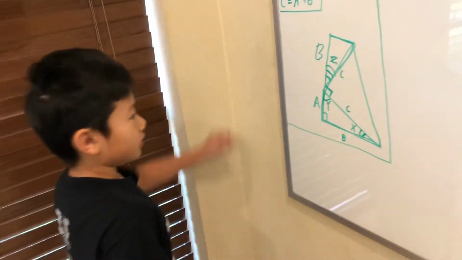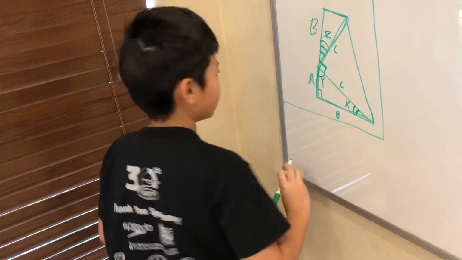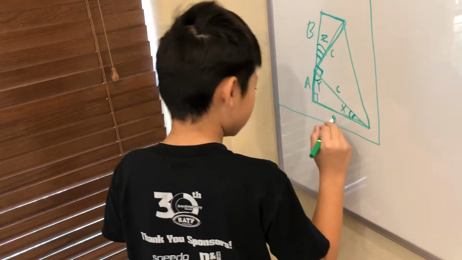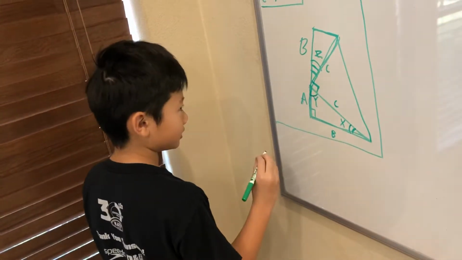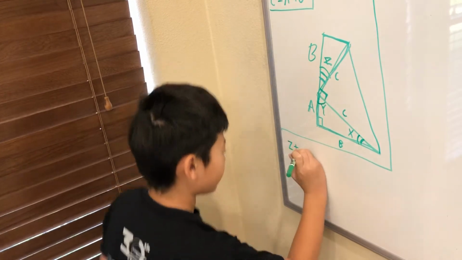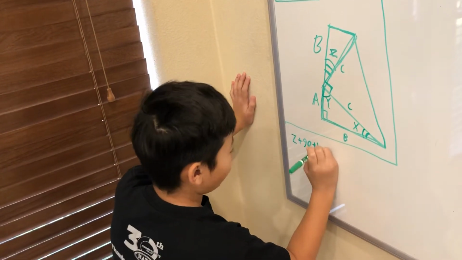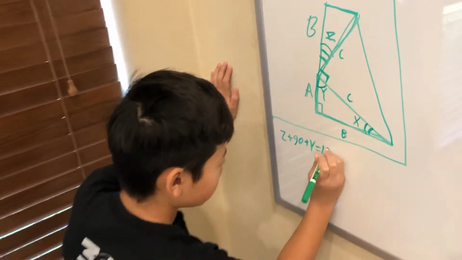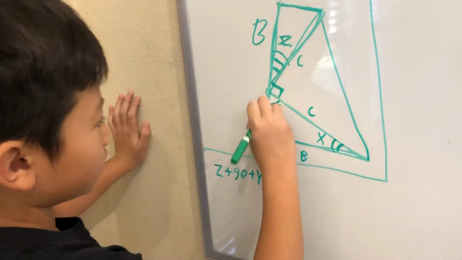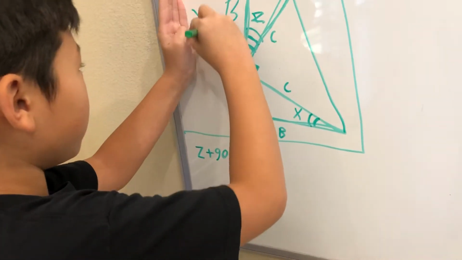Now, we're gonna try to find out if Z is equivalent to X. The equation would be Z plus 90, since there was a right angle there, plus Y is equivalent to 180. It's 180 because it's a straight line. And you know what straight lines mean. 180.